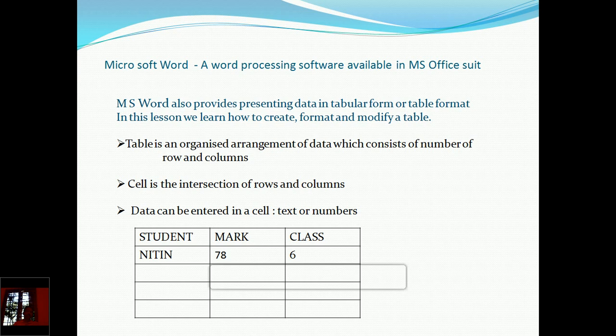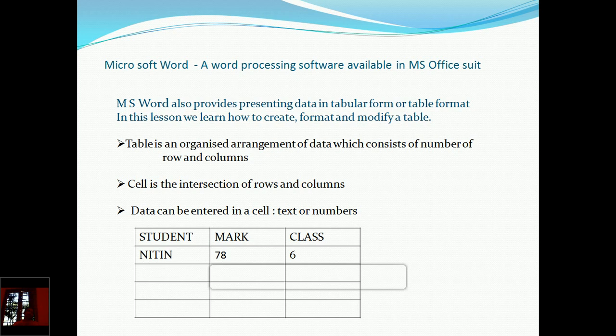Table is an organized arrangement of data which consists of a number of rows and columns. One or more rows and columns are arranged in a proper manner for entering the data or presenting the data. When these rows and columns intersect each other, it creates a box called a cell, because we enter the data in the cell, the intersection of rows and columns. In that cell we can enter numbers, text, or symbols.